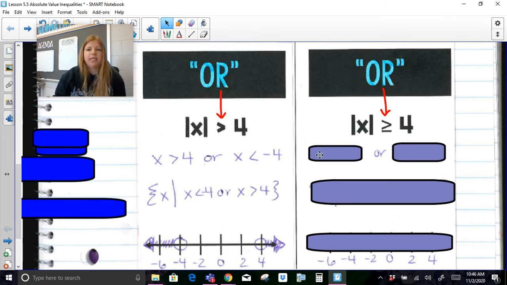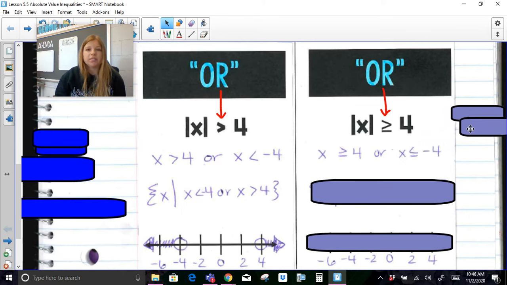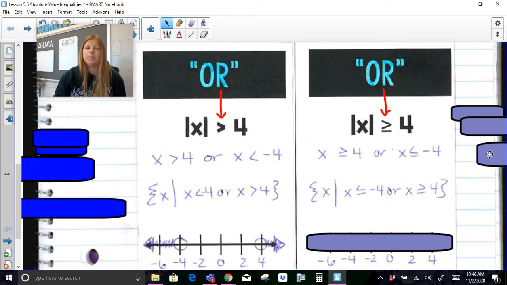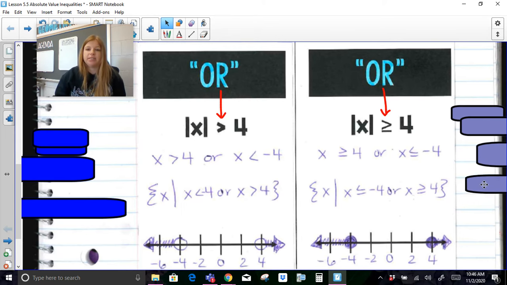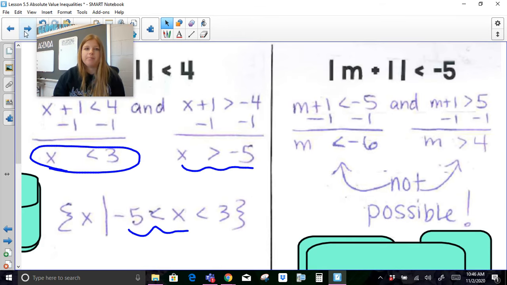And so the same thing would be the case here. X is greater than or equal to 4, or x is less than or equal to negative 4. Completely opposite directions. And in this case, they're just simply closed dots, because 4 or negative 4 can be part of the solution set.